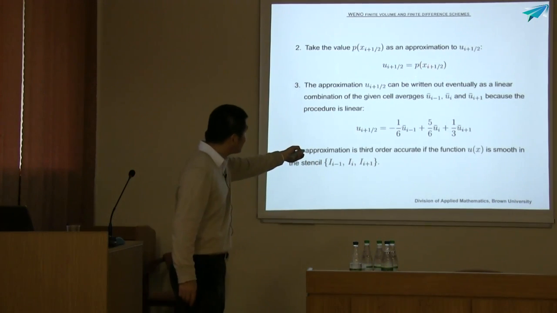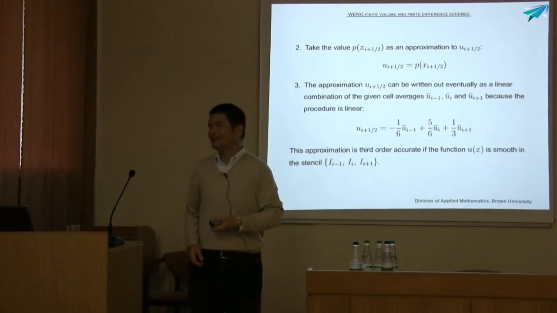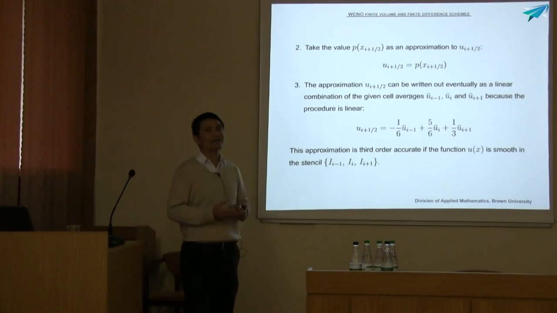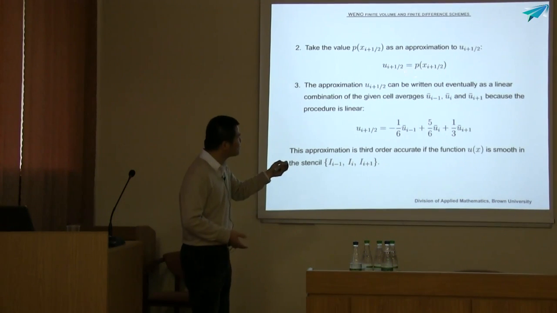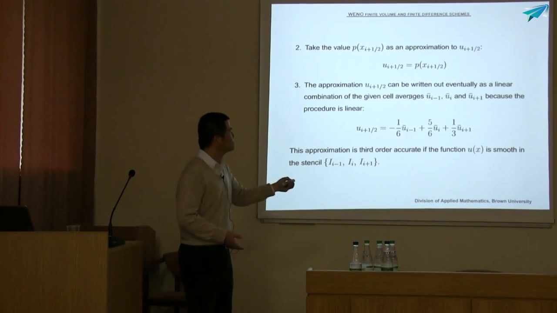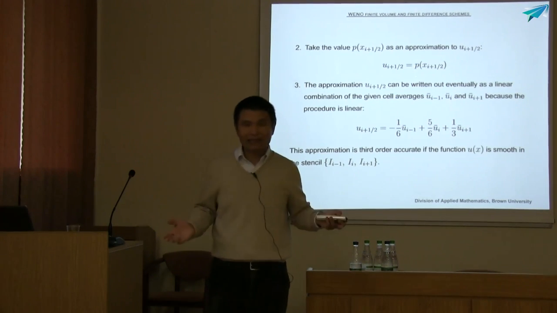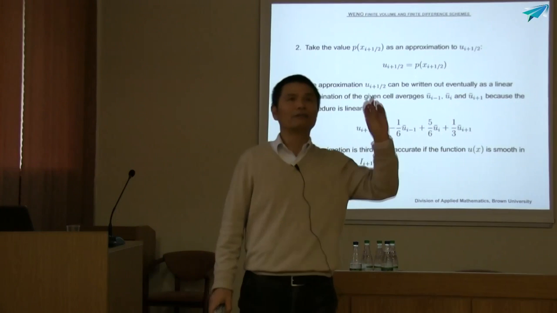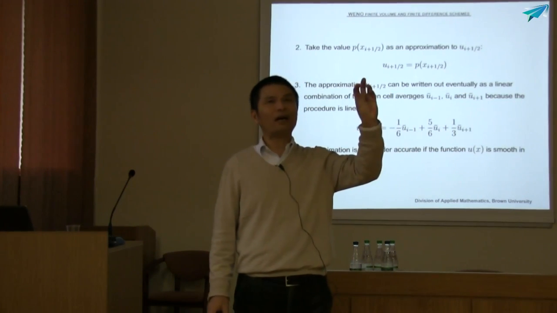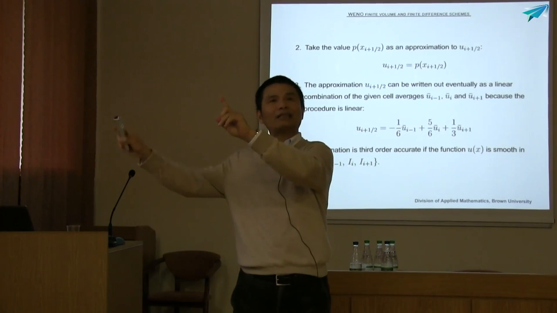So I need P of x_{i+1/2}. Because of this, you don't even need to find P(x). You can skip the procedure of finding P(x) and immediately write down the answer for P of x_{i+1/2}, which is given by this. This is because the procedure is linear. The mapping from u bar i-1, u bar i, u bar i+1 is set to the value of P of x_{i+1/2}.